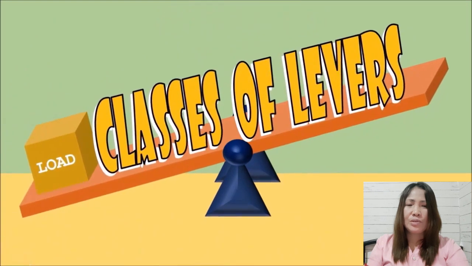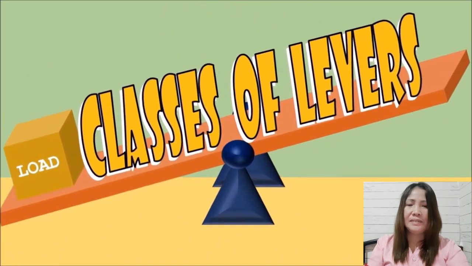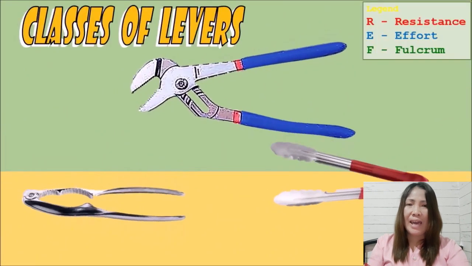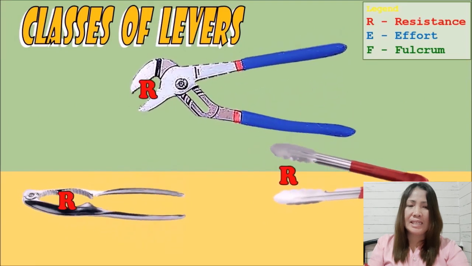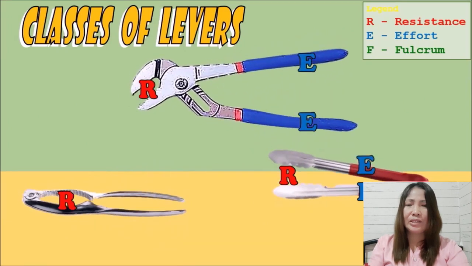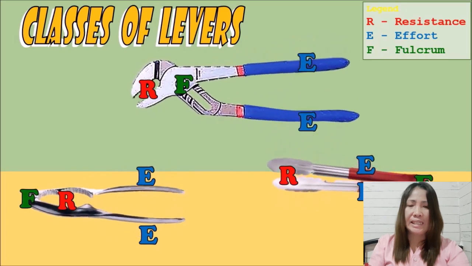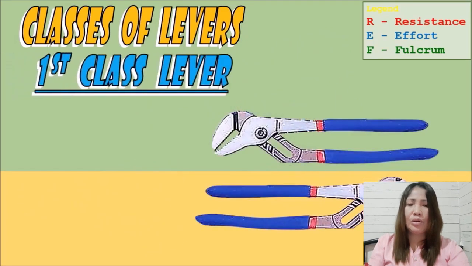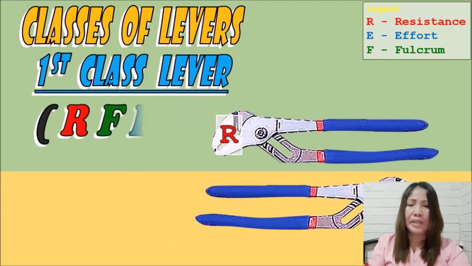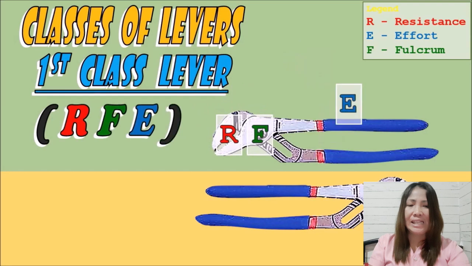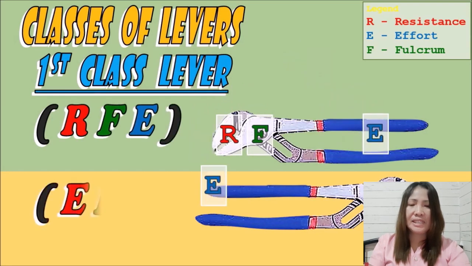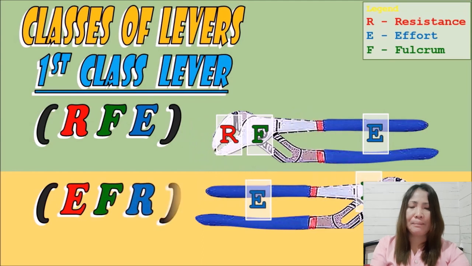We have also three classes of levers based on the position of the resistance. You have here the letter R, color red, which stands for resistance. The color blue, letter E, stands for effort. The color green, letter F, stands for fulcrum. Observe the first class lever.